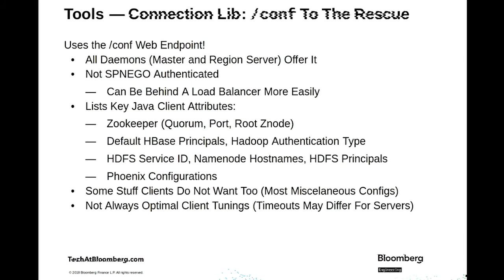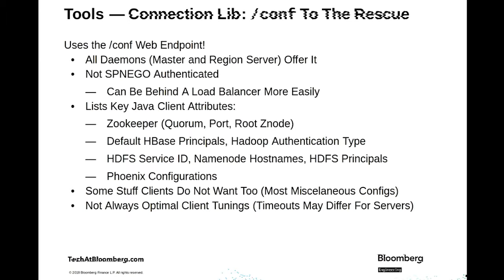So we wrote a library that actually uses that conf endpoint. All the daemons offer it. It's not SPNEGO authenticated, which means that it's very easy to put behind a load balancer. The service itself doesn't need to know what host names it might be resolvable as. If you've tried to configure a Kerberos service so that it can be accessed by multiple host names, you'll know it's not a trivial thing to do, and it can be quite painful.